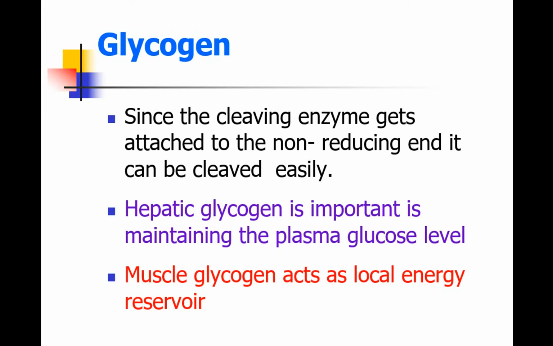Hepatic glycogen is important in maintaining the plasma glucose level, and muscle glycogen acts as a local energy reservoir.